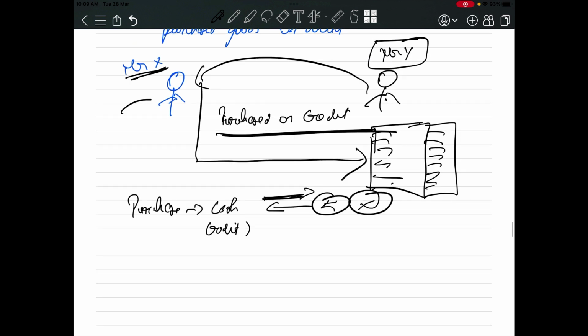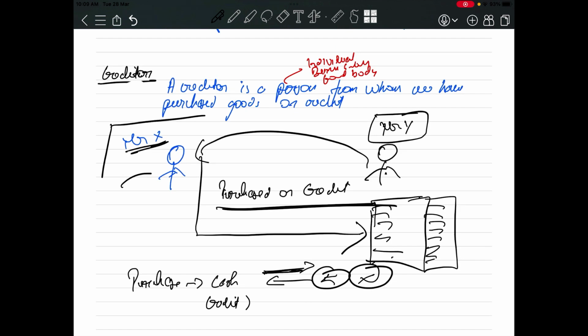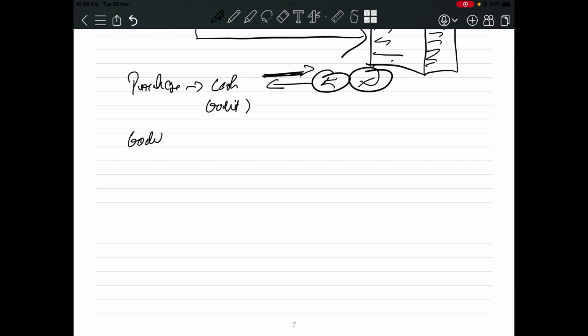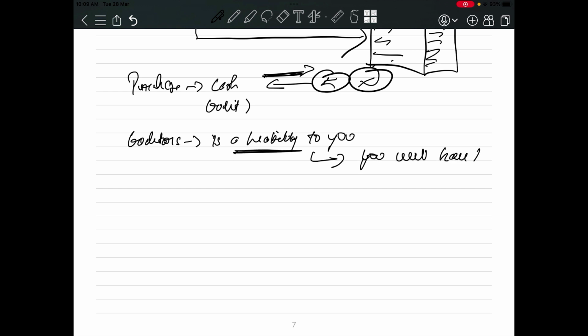So this guy Mr. X will be called your creditor. Simple as that. So creditor is a liability. Again, think from your point of view. As a business owner, creditor is a liability to you. What do I mean by liability? You will have to make the payment in the near future. So he's a liability to you.